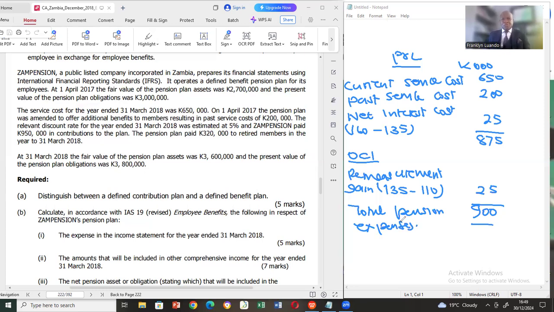After we are done with the P&L, we can now work on the statement of financial position. What goes to the statement of financial position is very important. These are year-end figures. The year-end figures will be shown here. We are done with this. We can remove it.